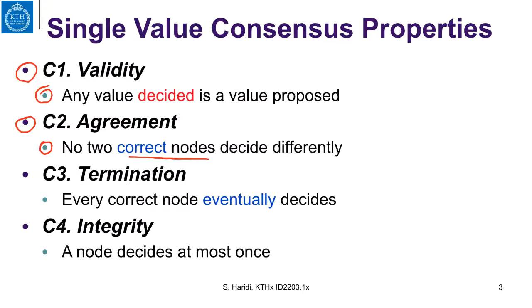Then we have termination, which says that every correct node eventually decides, and integrity, which says that a node decides at most once. So just observe that in this case we are talking about a regular consensus because we are saying that the agreement is between correct processes only.